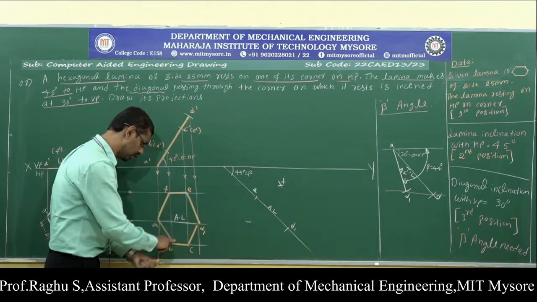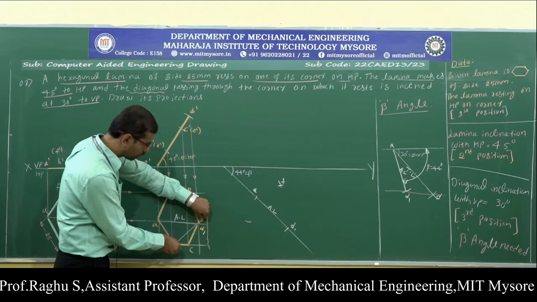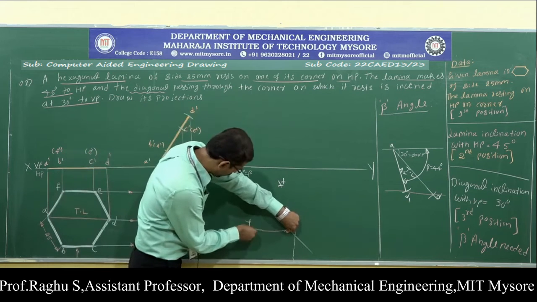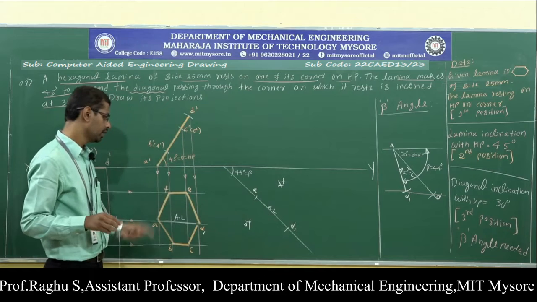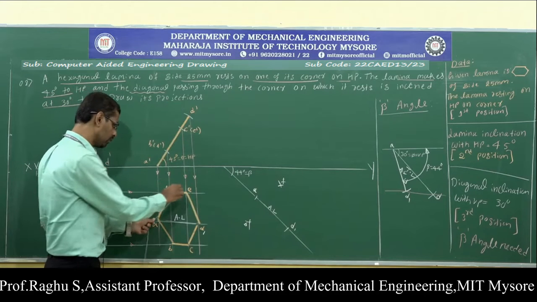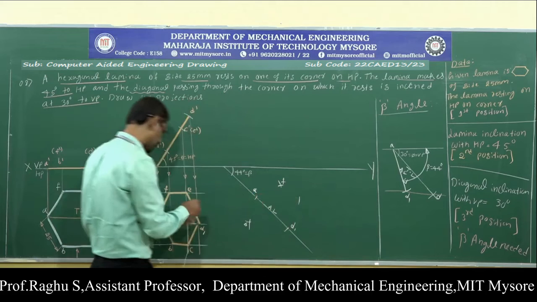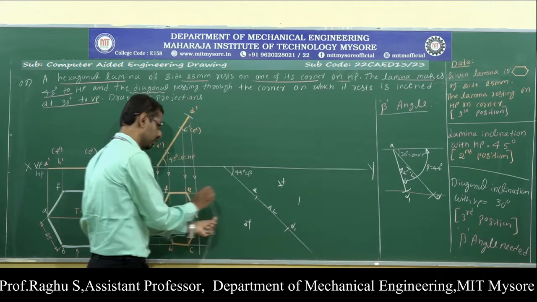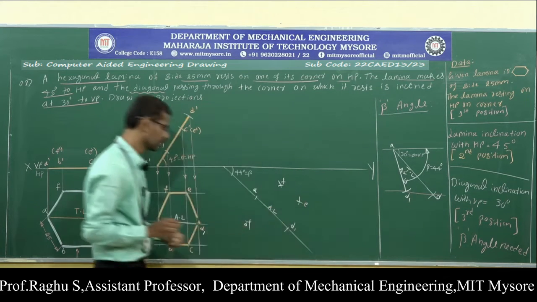Next, measure the distance from D1 to B. I know the position of D1, so measure the distance from D1 to B to get point B. Right? Next, similarly measure the distance from A to E, cut an arc. Measure the distance from D1 to E to get point E.